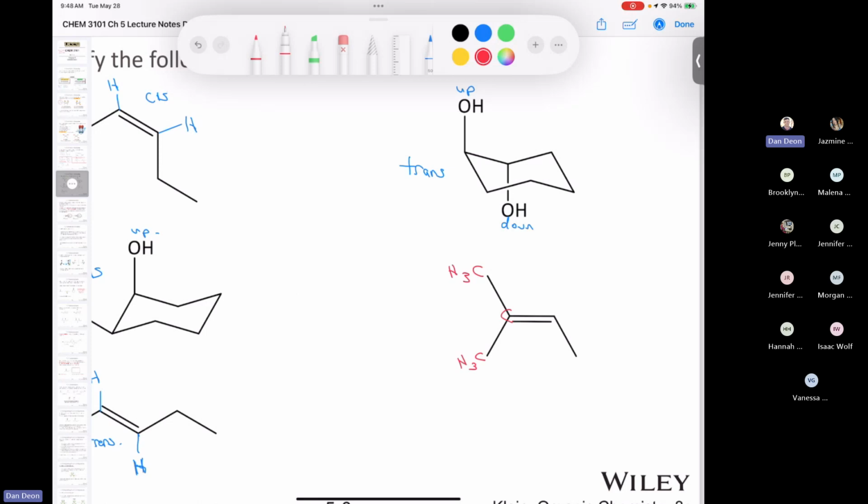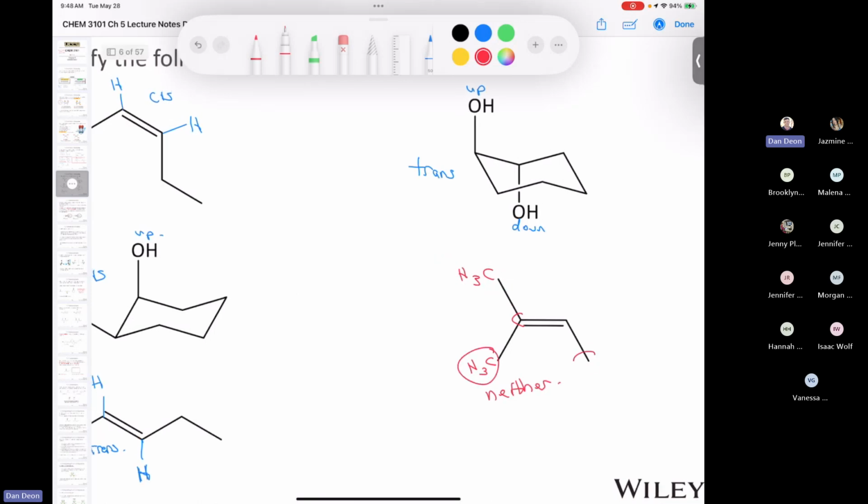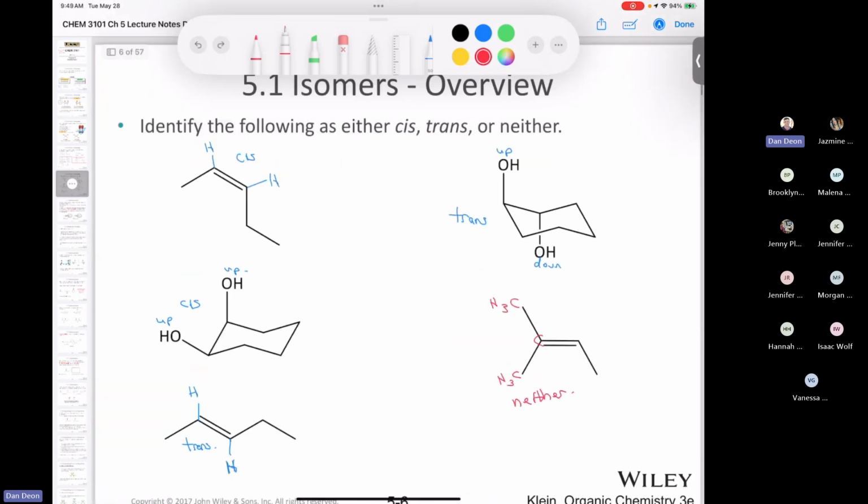It's impossible to say whether it's cis or trans. So for this one, it would be neither cis nor trans, right? Because this methyl group is trans to this one, but this methyl group is cis to this one. So it's not a cis or trans compound, this compound. All right, so there we go.